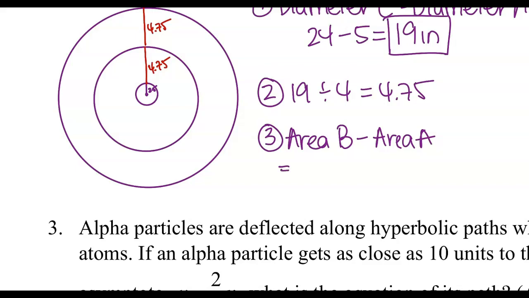I'm going to take the area of B, which is pi times, okay, well, your radius here is going to go from the center out. So I need to add 4.75 and that little 2.5. 4.75 plus 2.5 should give you 7.25. And now for the area of A, we're going to take pi and multiply it by 2.5 squared, which is the radius of the very, very small circle in the middle. All we're going to do now is compute it, guys. Go ahead and pause the video and see if you can compute this yourself.